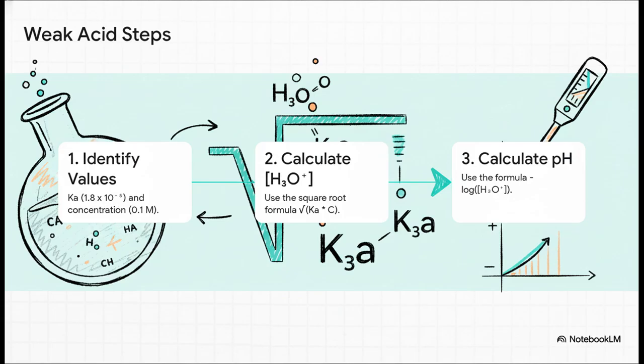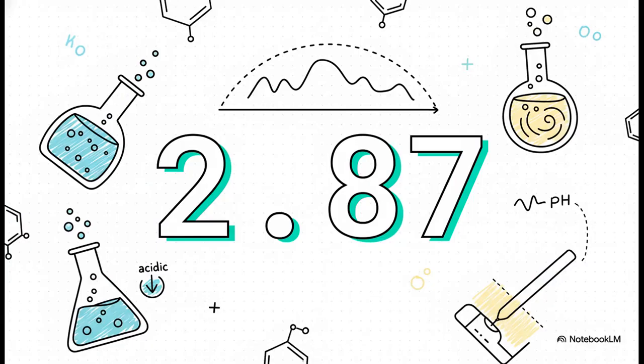So let's run the numbers for acetic acid. We just need its Ka value and its concentration. We plug those into our new square root formula to find the hydronium concentration, and from there, it's back to our old friend, the negative log, to get the final pH. And we get a pH of 2.87.